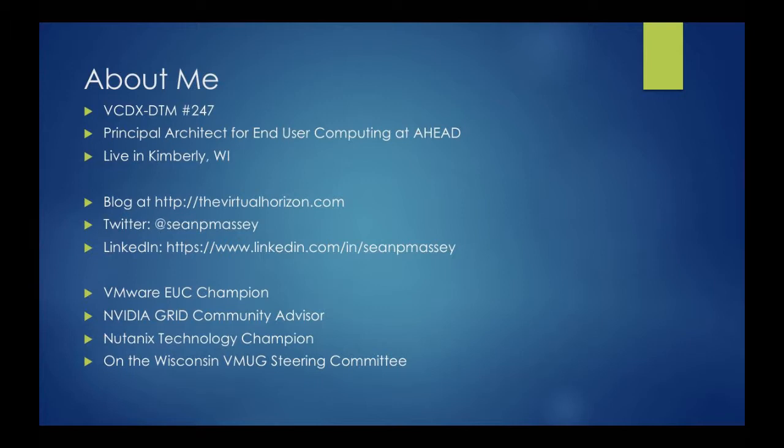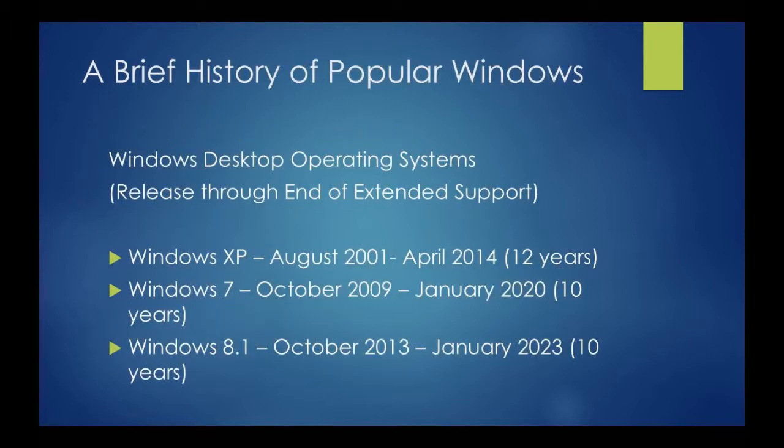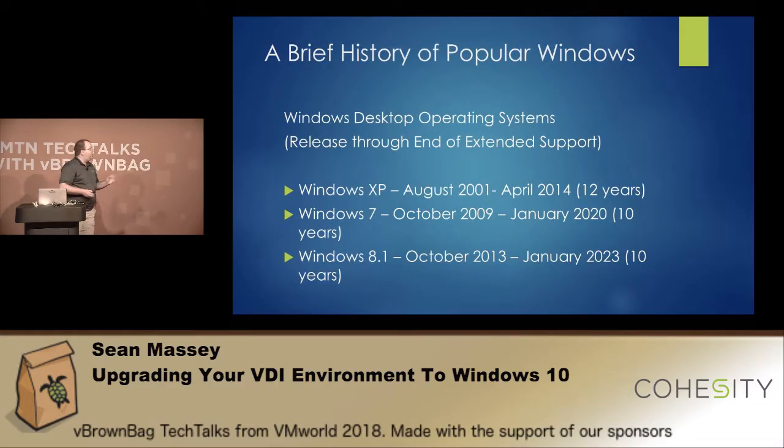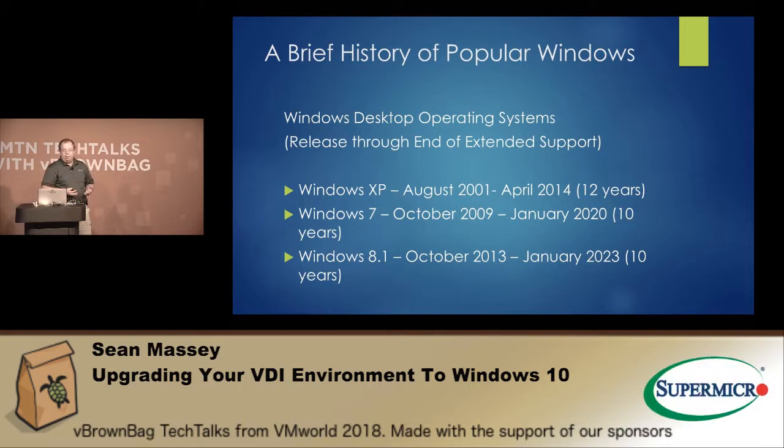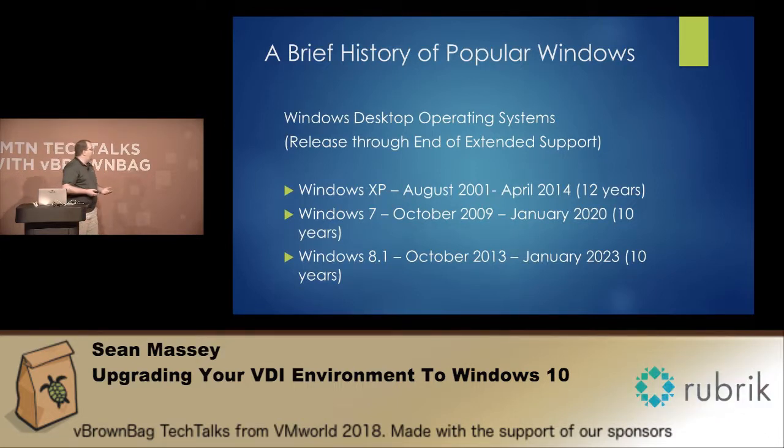All right, so before we talk about being successful with having your environment upgraded to Windows 10, let's talk a little bit about a brief history of Windows. If we go all the way back to 2001, that's when Windows XP dropped, and it's been kind of a fixture in enterprises. It lasted 12 years. In fact, next year it turns 18, which is kind of scary.